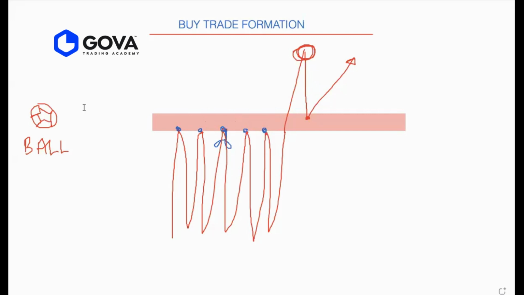Remember, this roof is also known as a resistance or supply area, right? Price has been respecting it. But suddenly, market price happens to break out the roof from here, which means that this area is the rally in price. This area here is the base. And this area here is the rally in price, which gave us an RBR formation.